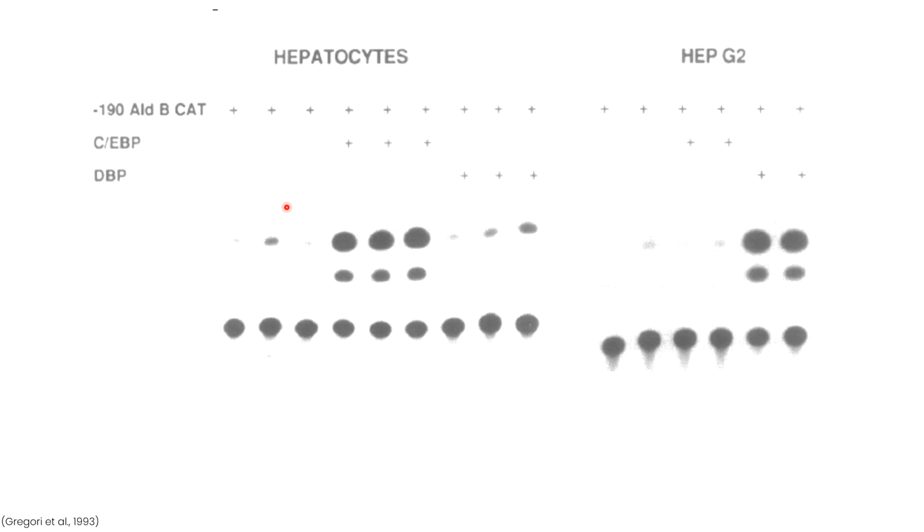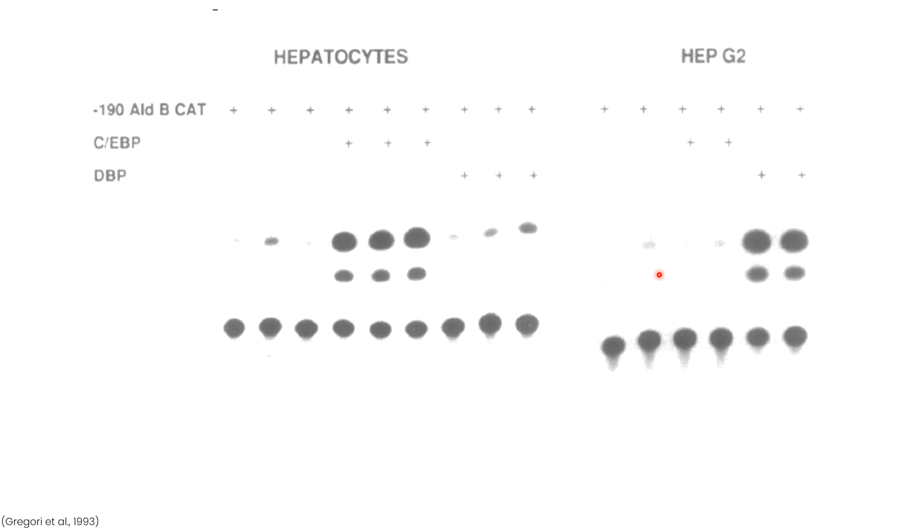So when researchers tested the same transcription factors here, the pattern ended up changing, which is very interesting. Okay. So in primary hepatocytes, CEBP was able to activate the aldolase B promoter. DBP, however, was inefficient at activating the promoter in these primary hepatocytes.